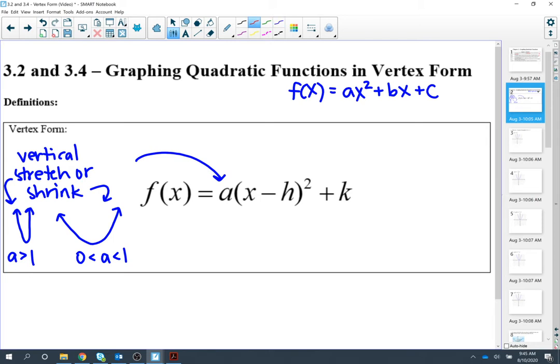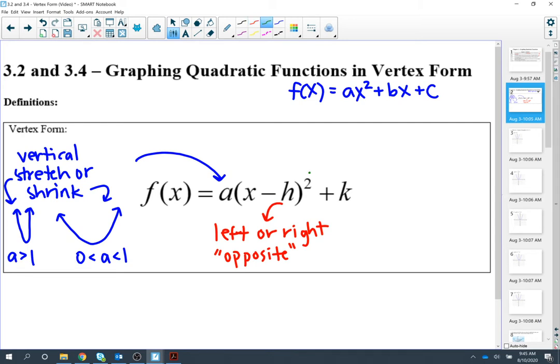Now, your h value in here is for horizontal, and your h value is going to move your parabola either left or right. And then the key to remember about your h value, because of this negative in here, is this is always an opposite movement. So if there's a -2, it really moves the graph +2. If there's a +5, it really moves the graph -5. So it's going to take your vertex and move it left to right.